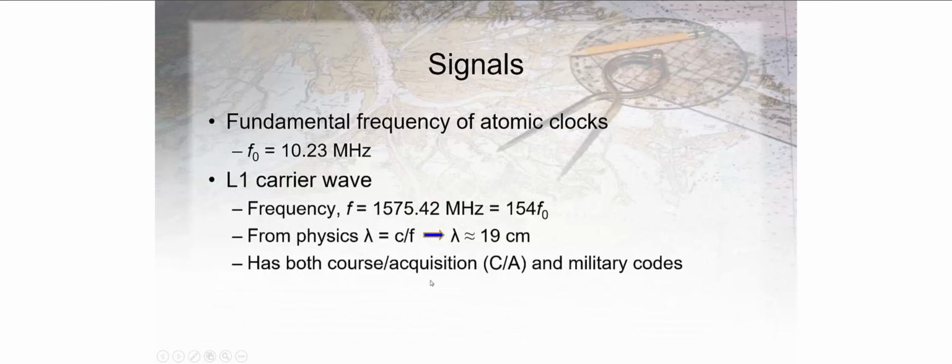Now, the L1 has both the coarse acquisition code, that's the civilian code, and the military codes. And the coarse acquisition code is exactly what it sounds like. It is meant for coarse positioning and for acquisition of the signal. So we know that this is PRN whatever, number 26.